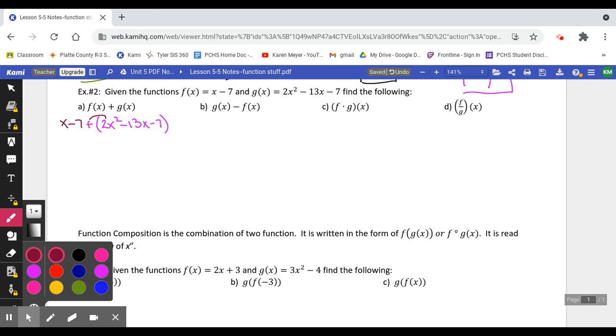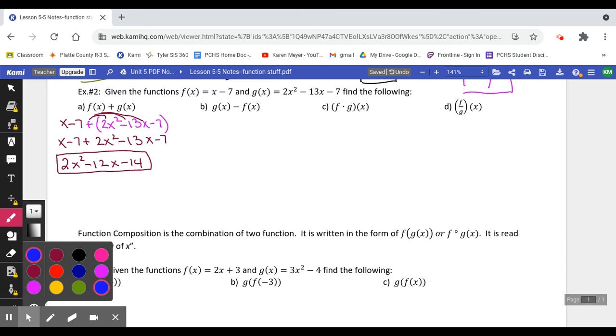Now, if I distribute a plus sign, does that change anything? No, it does not. So technically, I can pretend like for addition that the parentheses do not exist. And then the last thing I have to do is just combine like terms. So 2x squared minus 12x and then minus 14. And we're done.